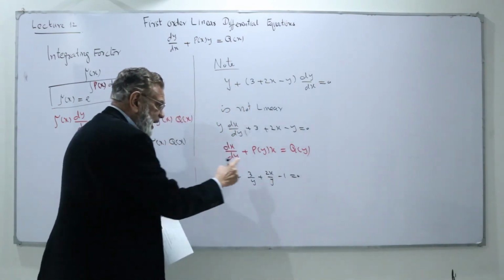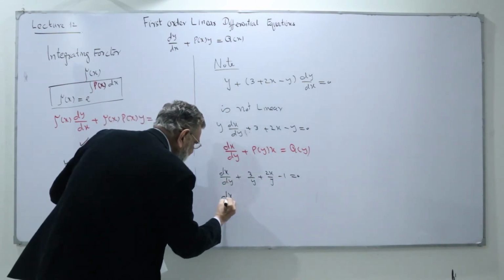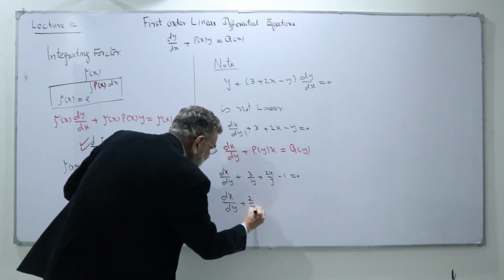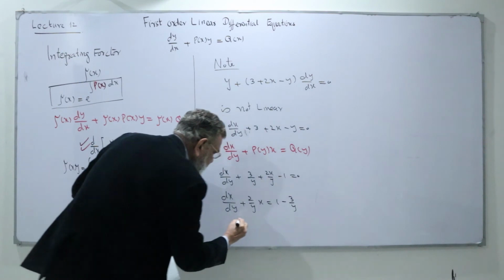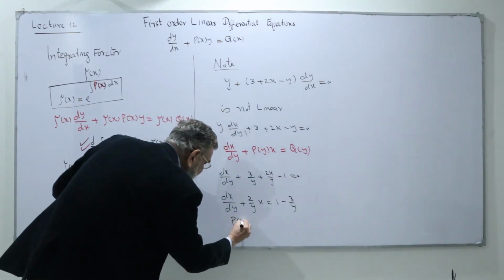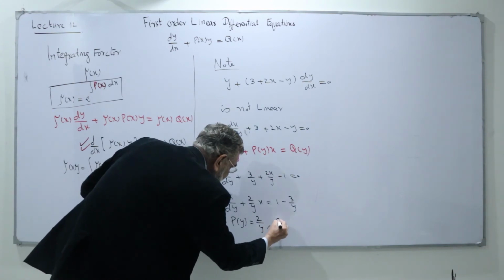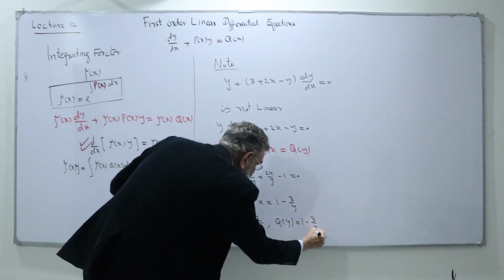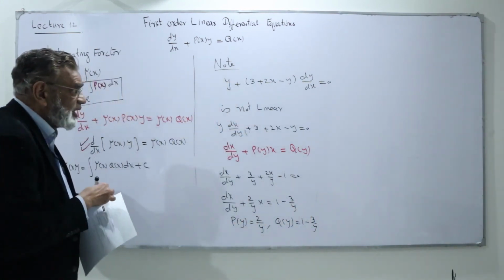We keep the term with x on the left hand side and take the rest to the right hand side. We get dx by dy plus 2 by y x is equal to 1 minus 3 by y. So I get my p of y is equal to 2 upon y, and my q of y is equal to 1 minus 3 upon y. We can use these values to write our integrating factor.